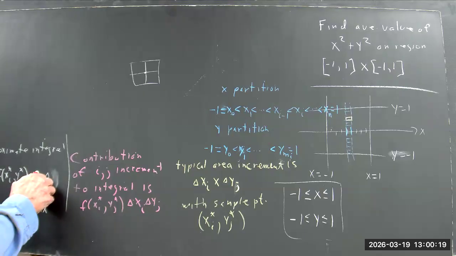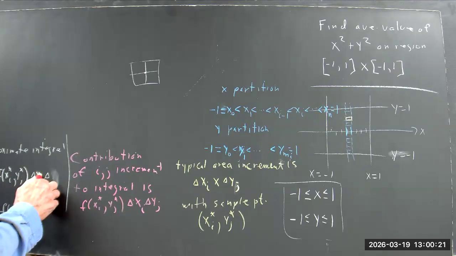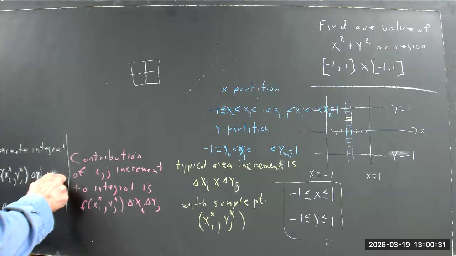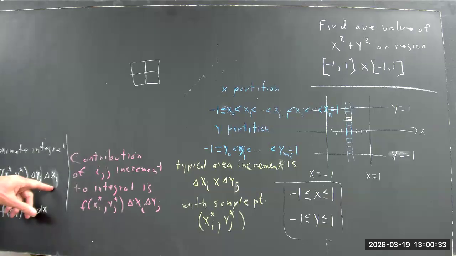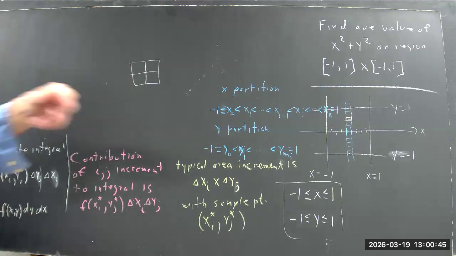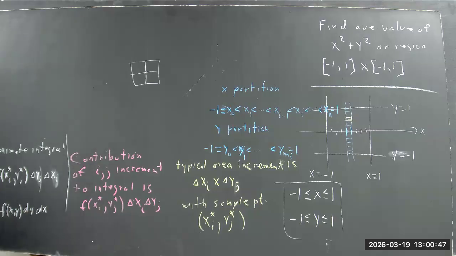And I should have put the delta yj first, because the first summation is from j equals 1 to mi. That's the first thing that you're going to do. And the delta xi second. Just a little bonehead error of my own. Okay. But the integral has to be dy dx just because of the way we set it up.